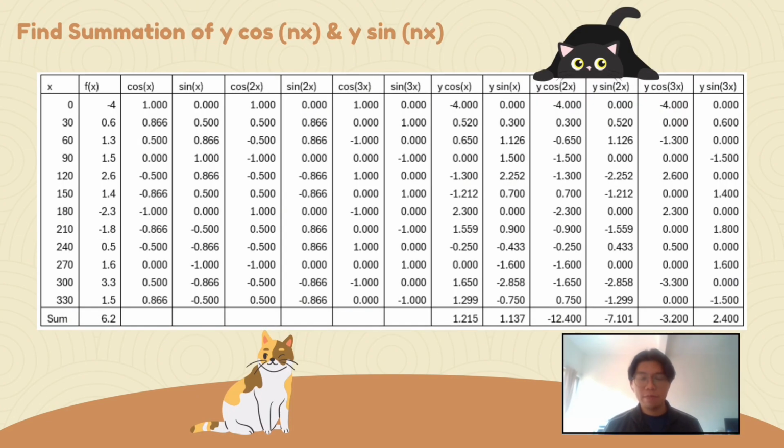Okay, for the first step, we need to find the summation of y cos nx and y sin nx. By using the given data and putting it in Excel, we can easily find the summation of the given values and then the values of y cos nx and y sin nx. We need to find for each x: y cos x and y sin x, y cos 2x and y sin 2x, and lastly y cos 3x and y sin 3x, because the question wants us to find up to the third harmonic analysis.